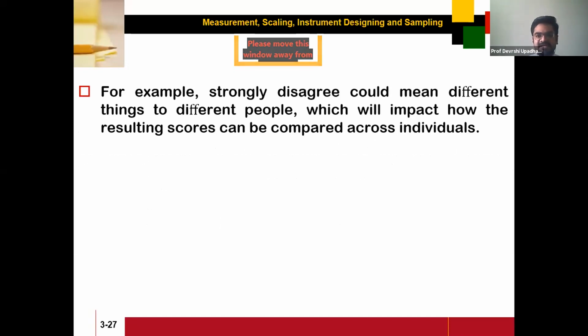So in this example, strongly disagree could mean different things to different people, which will impact how the resulting scores can be compared across individuals. A small example of polytomous scoring: if I'm using an Apple iPhone, as a consumer I might give a score that I'm strongly not satisfied, or that I strongly disagree that Apple phones are good. That is my assumption, my psychological analysis. But different people from the planet Earth can have a different opinion from mine.